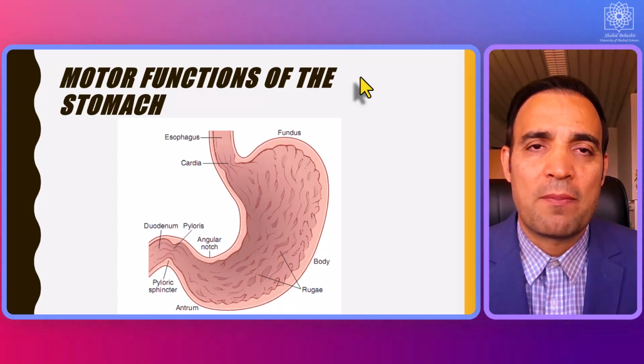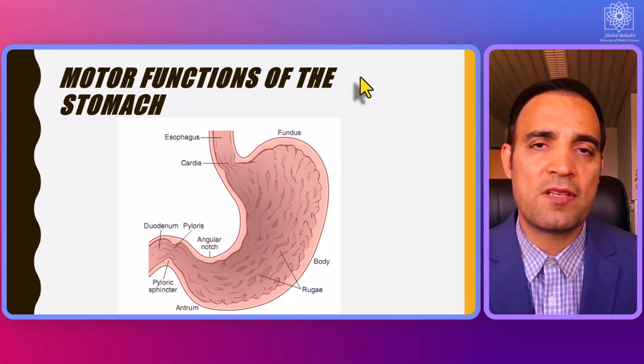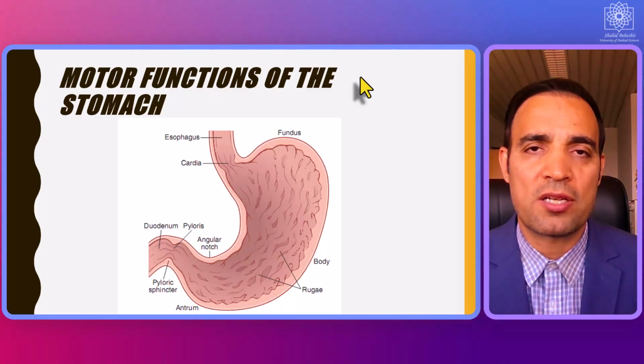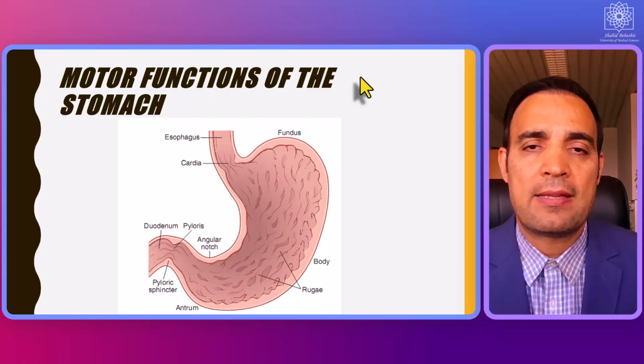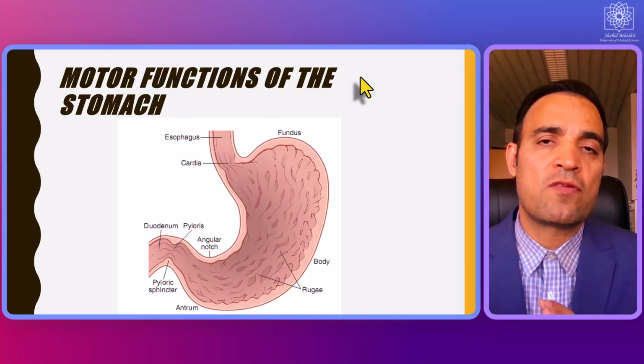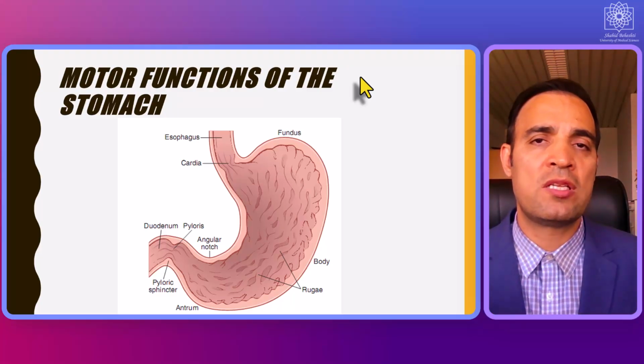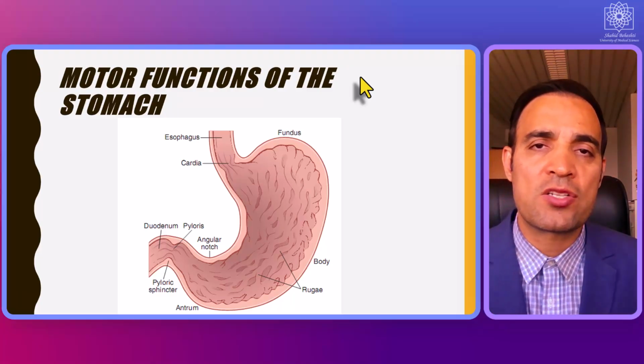Hi, everybody, and welcome back to gastrointestinal physiology. We were talking about the motor function of the GI system, and we discussed the motor function that we have in the esophagus, in the mouth, swallowing, chewing, and esophageal movement.